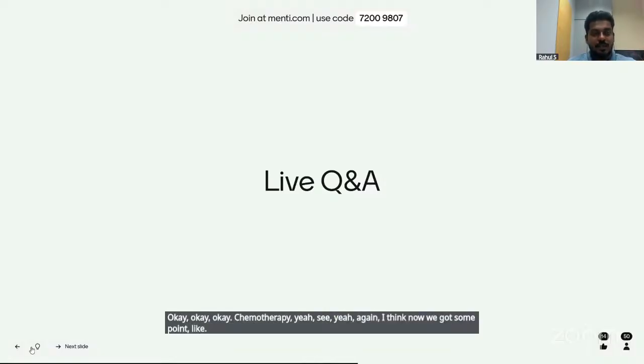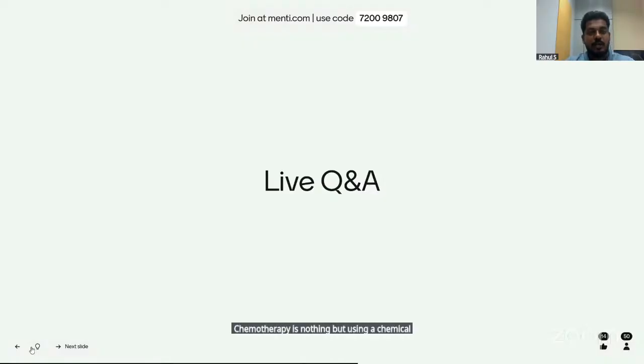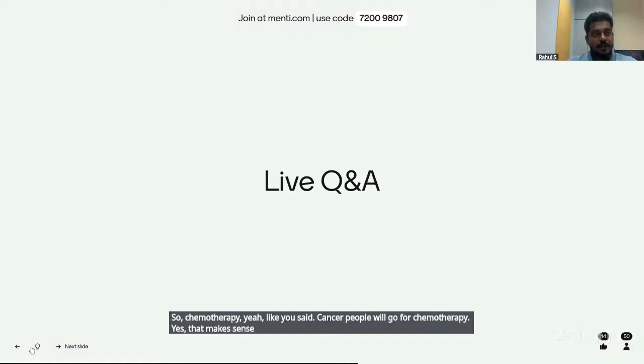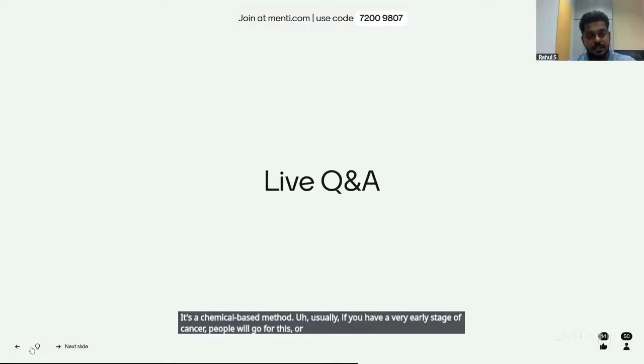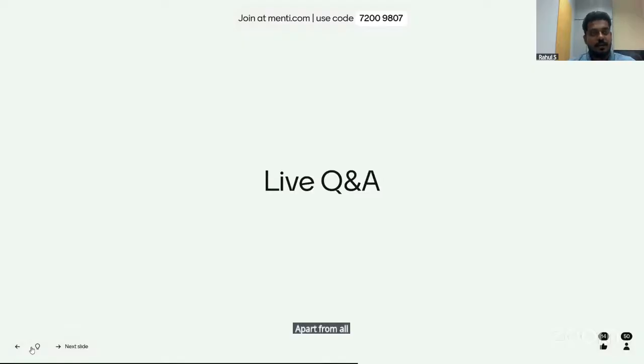Now we got the point. Chemotherapy is nothing but using a chemical solution or a mixture of drugs that you can inject into your blood, and that can get rid of a huge number of cancer cells. Yes, cancer patients will go for chemotherapy. It is a chemical based method. Usually if you have a very early stage of cancer, people will go for this, or in later stages, apart from surgeries, they will go for chemotherapy also.